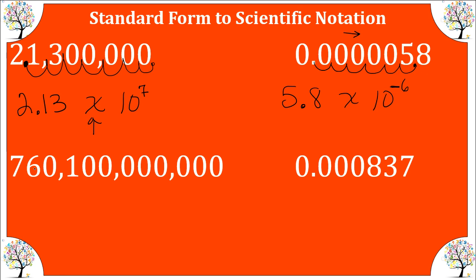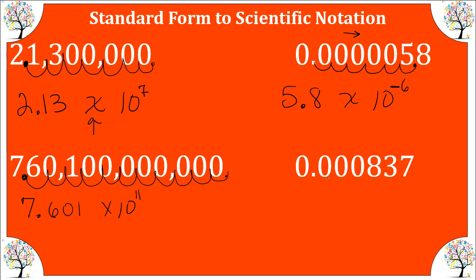Okay, here we have 760,100,000,000. Our decimal needs to go right here. It starts out here, when it's not written, we know it's at the very end. So our coefficient is 7.601. So you write all the digits until all you have left is zeros. Times 10, and we're moving our decimal to the left. 1, 2, 3, 4, 5, 6, 7, 8, 9, 10, 11. And we have a positive 11 because we moved it left because this is a very, very large number.